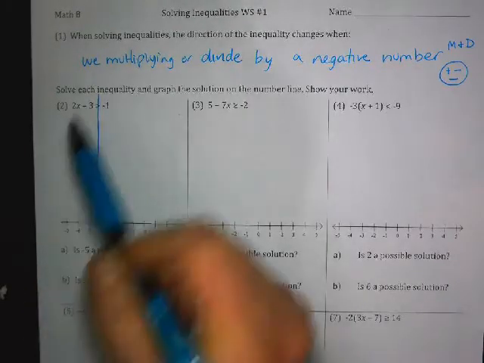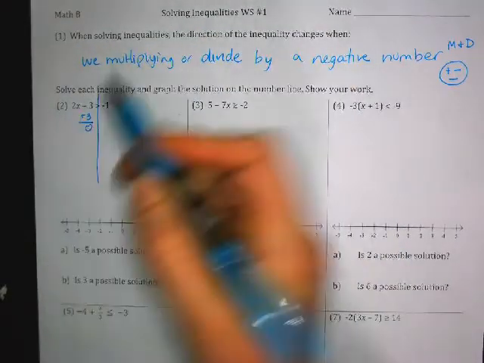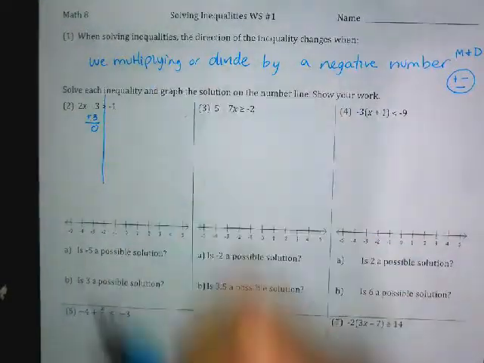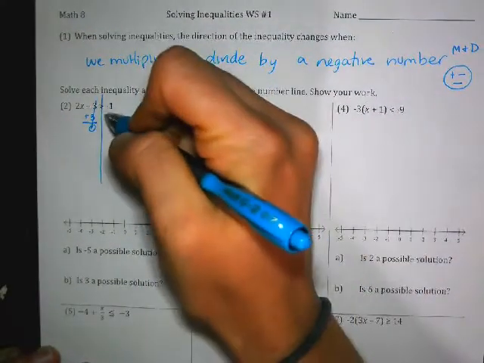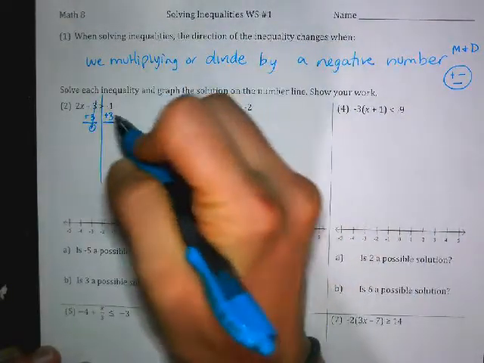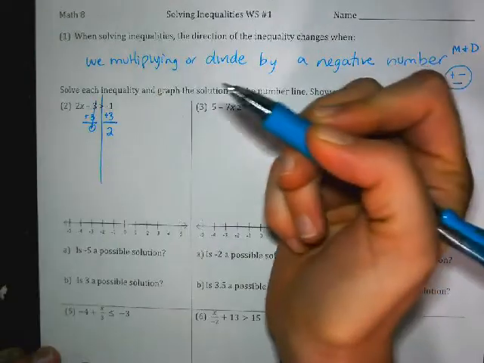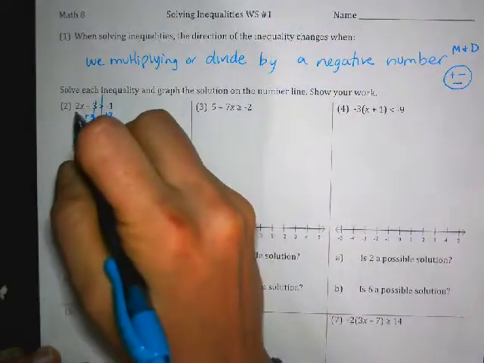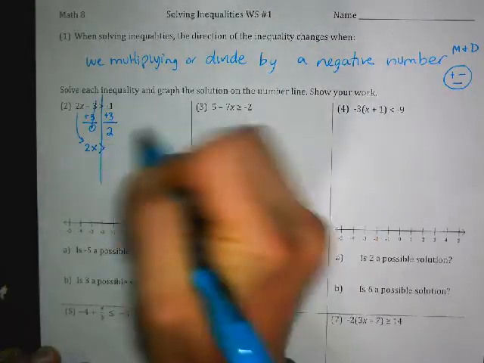So if we're solving for x, I'm going to start by adding 3. I want to get rid of that negative 3 and do the opposite operation. Cross that out. And I'm going to add 3 to the other side. Negative 1 plus 3 gives me positive 2. And I'm going to bring down what I have left. 2x is greater than 2.